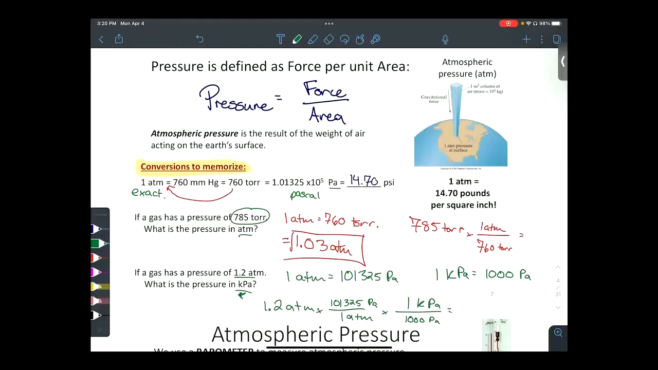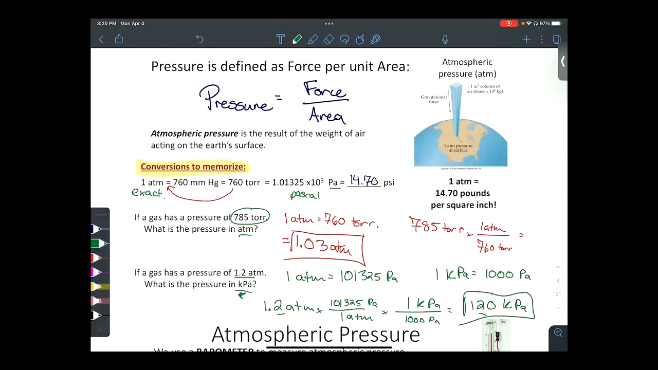So 1.2 times 101,325 divided by 1,000 equals 120 kilopascals. And so that's with 2 sig figs because 1.2 ATM has 2 sig figs. Wow, we probably went like 3 or 4 chapters without doing sig figs. So now it makes a comeback.